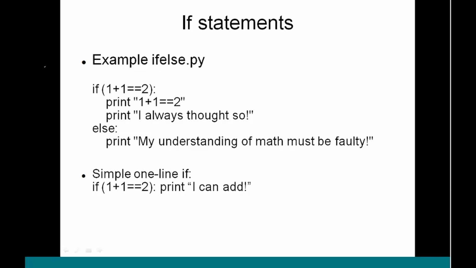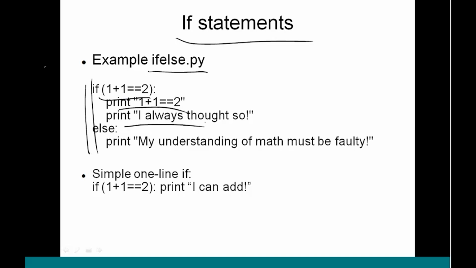Now we go to the conditional ones, if then else. Here is just one example called if else dot py. You can see this code: if 1 plus 1 equals 2, then print that, and print "I always thought so", and else print "my understanding of the math must be faulty".